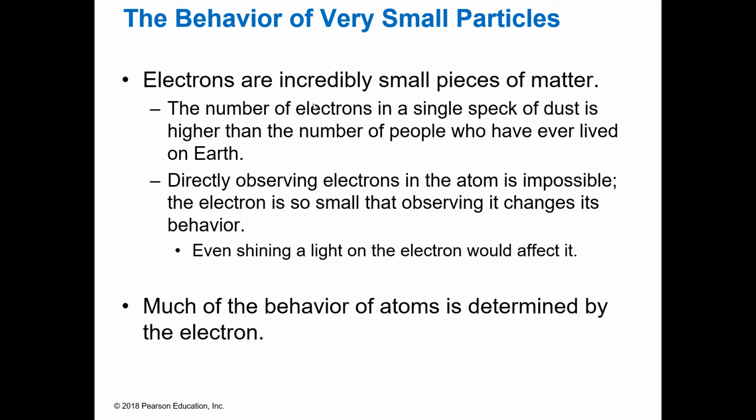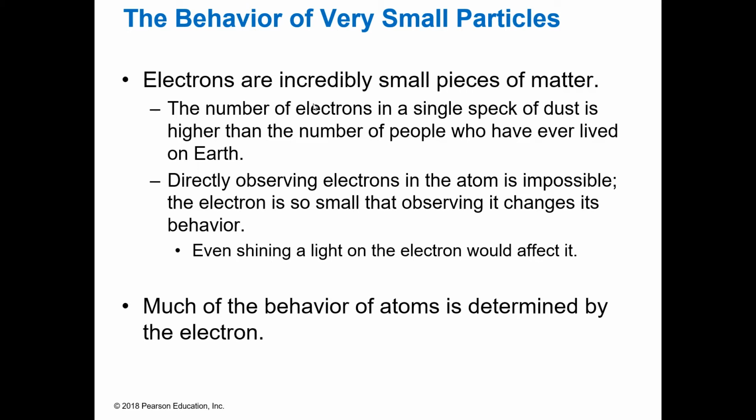So electrons, as we learned when we talked about protons, neutrons, and electrons, are very small pieces of matter. To give you an idea, the number of electrons in a single speck of dust is higher than the number of people who have ever lived on the Earth. So you can see how small they are. Because of their size, we can't directly observe them. So we have to look at changes in behavior of certain things to come up with what the electrons are actually doing, maybe where the electrons are.